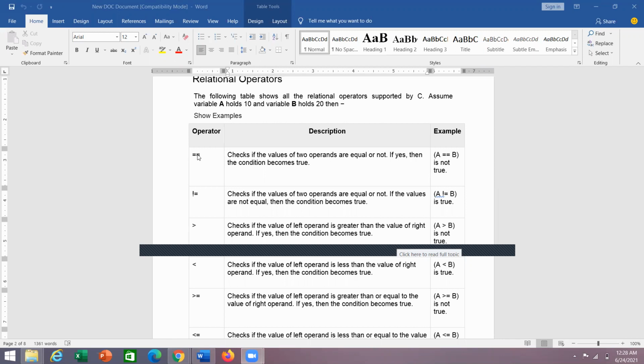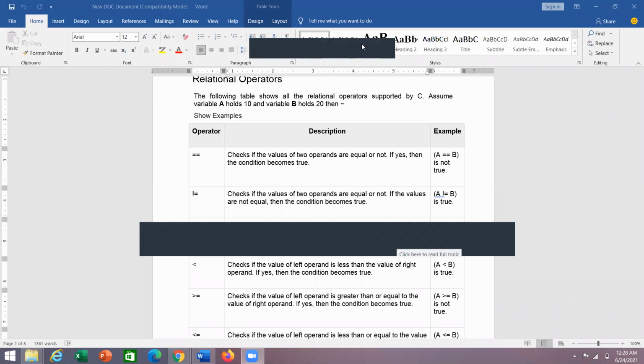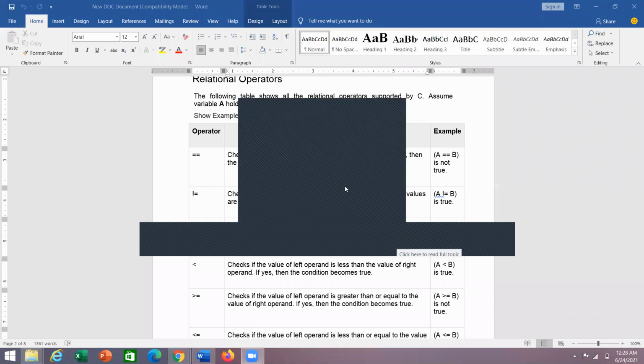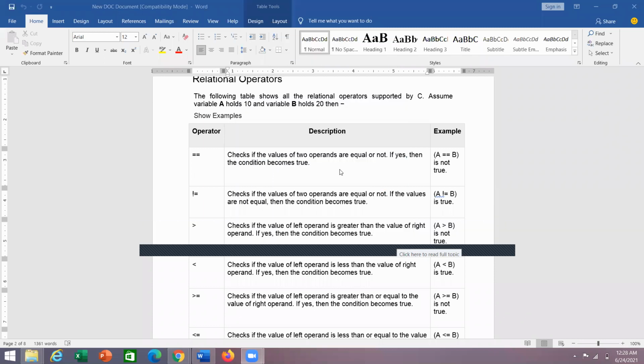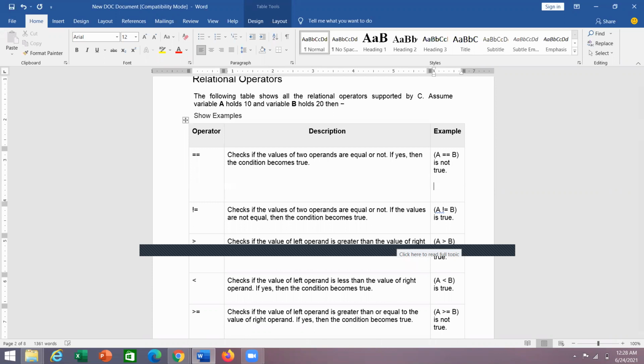If A is equal to B, for example A holds the value 10 and B holds the value 20. Here I'm taking the example A equal to 10 and B equal to 20, and applying the double equals operator: A double equals B. So A's value is 10 and B's value is 20. This is equal.